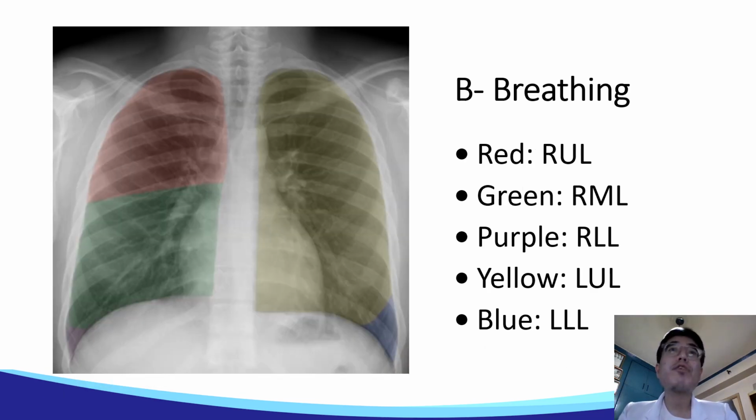Next is B for breathing. Here, we evaluate the lung fields as well as the pleura. We recall that the right lung has 3 lobes. The right upper, here in red, the right middle in olive green, and the right lower lobe, faintly visible here as magenta. The left lung, on the other hand, only has 2, the left upper and the left lower lobes.